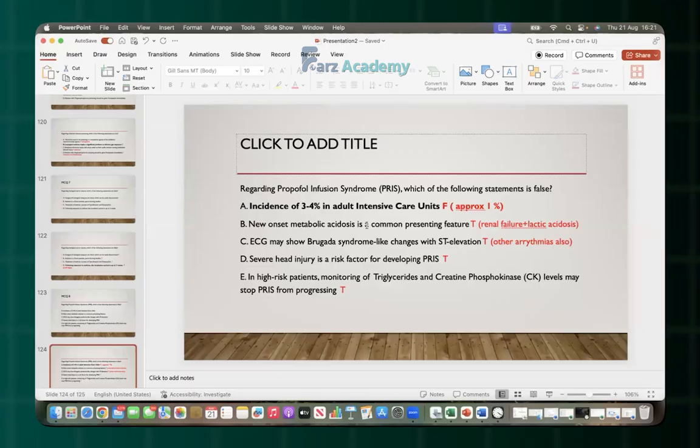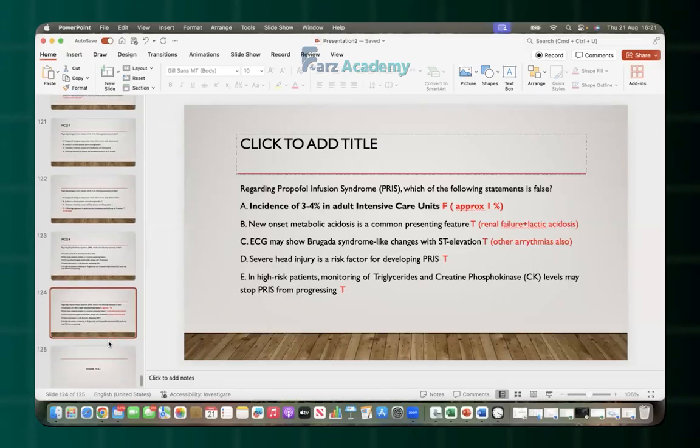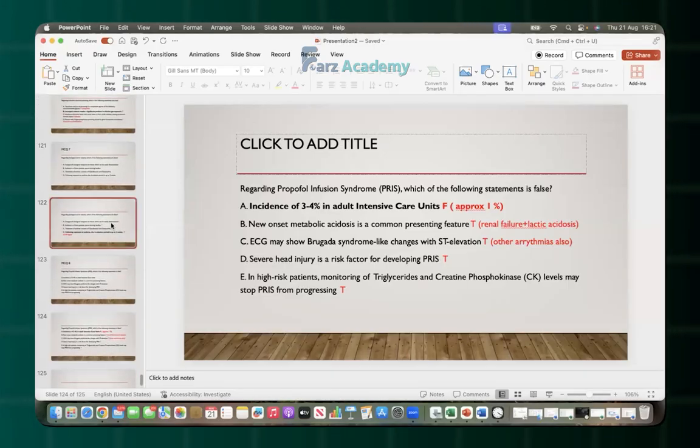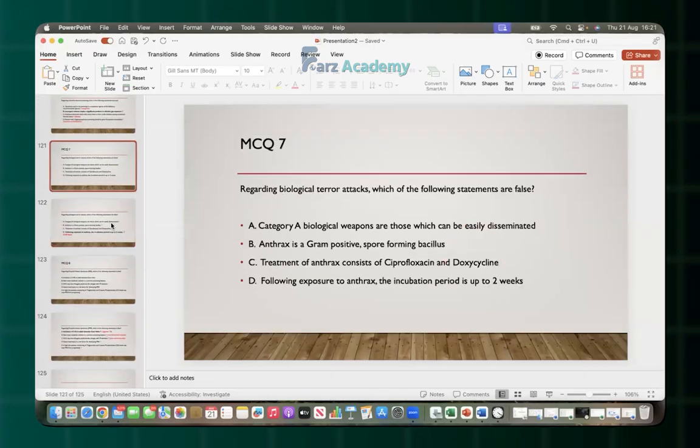A new onset metabolic acidosis as a common presenting feature is true, with renal failure and lactic acidosis. ECG may show Brugada syndrome changes with ST elevation. That's also true. Other arrhythmias also occur. Severe head injury is a risk factor for developing PRIS. That's true. And in high-risk patients, monitoring for triglycerides and creatine phosphokinase levels may stop PRIS from progressing. That's also true.